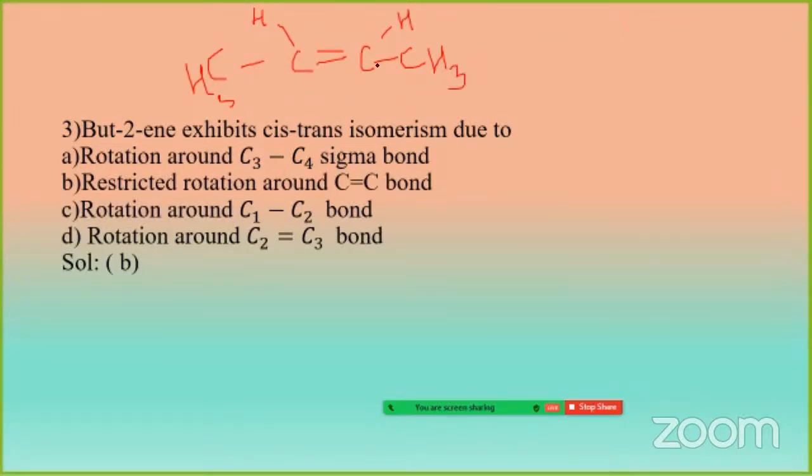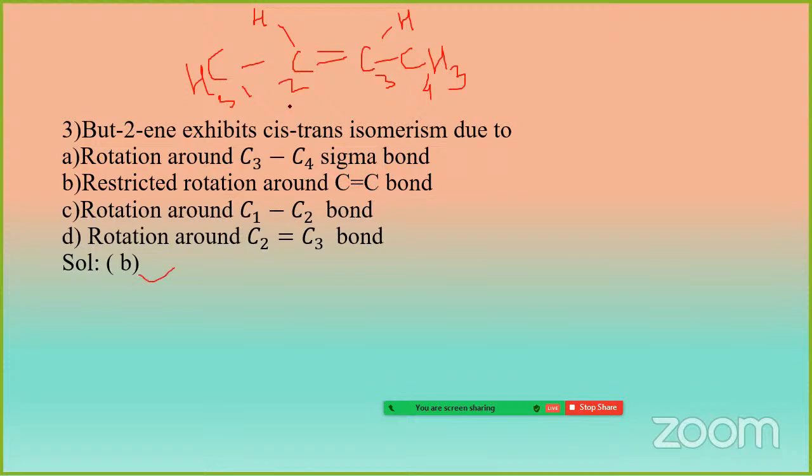So in this compound, cis-trans isomerism is due to what? Rotation around the C3 and C4 sigma bond? Which is C3 here? We are counting from this side. Any side, if you are counting, you'll get 1, 2, 3, and 4. Or restricted rotation around the C double bond C, or rotation around the first carbon and second carbon bond, or rotation around the second carbon and third carbon bond. We are not totally rotating these two carbons. See here, restricted rotation around the C double bond C will be the right answer.